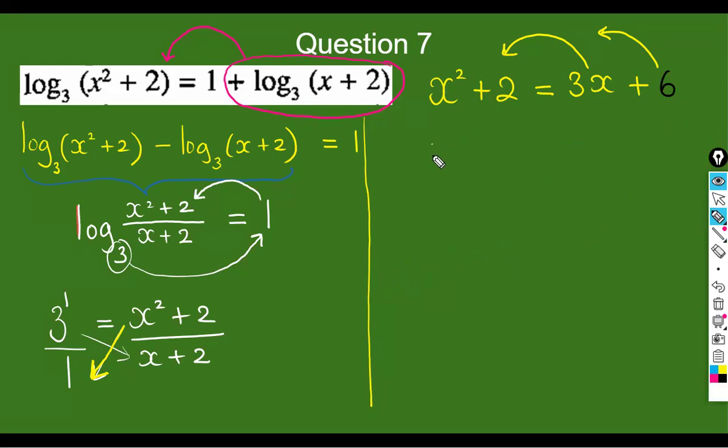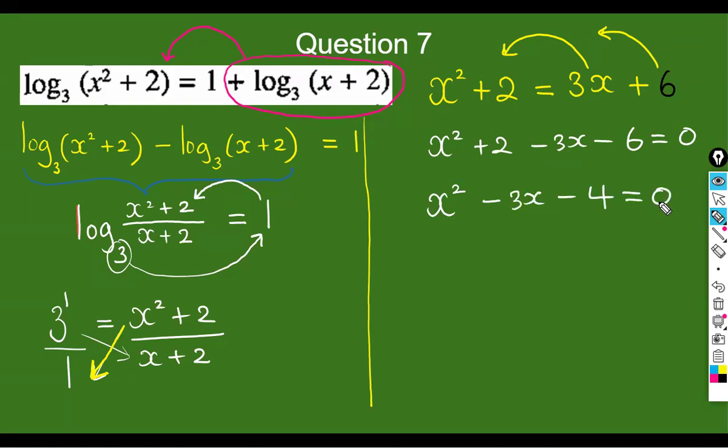If we do this now, we're going to get x squared plus 2 minus 3x minus 6, because we throw everybody on that side. And if we simplify, we get the quadratic x squared minus 3x minus 4. Correct now, guys? And all you have to do is solve that quadratic.